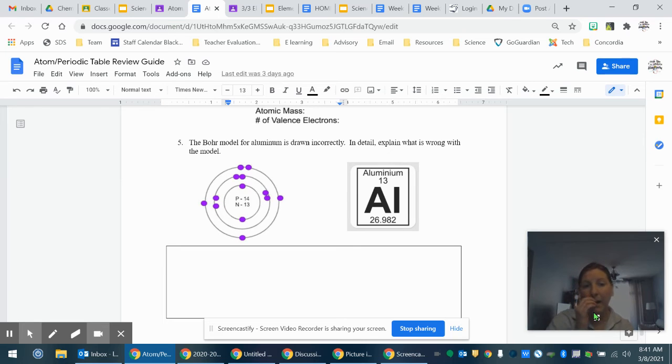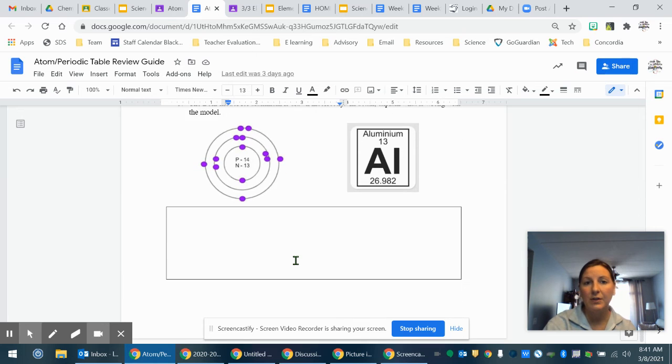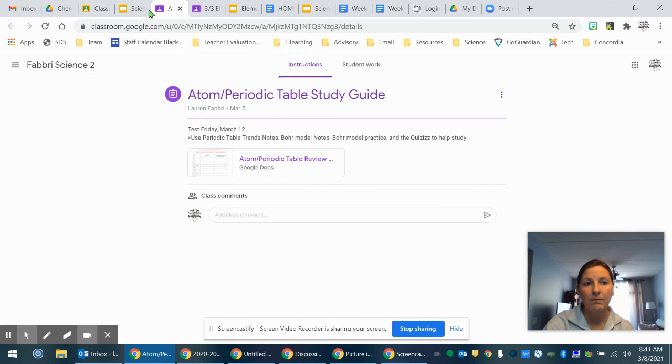you're given a Bohr model of aluminum, but it is wrong. It's not correct. Here is all the information from aluminum. Its atomic number is 13 and its mass is 27. Based on this information and based on where aluminum is on the periodic table, in detail explain why this Bohr model is wrong. Okay. And then that's your study guide.